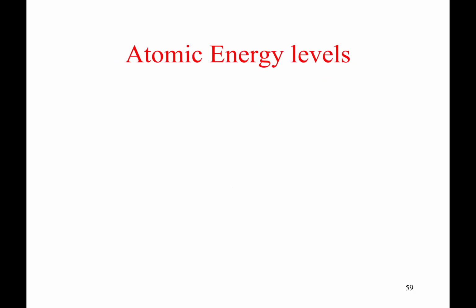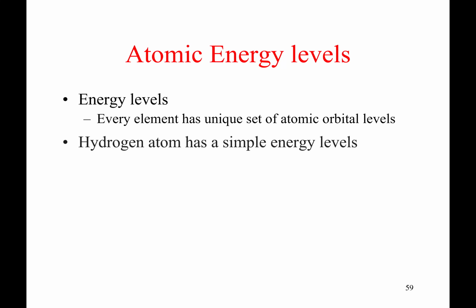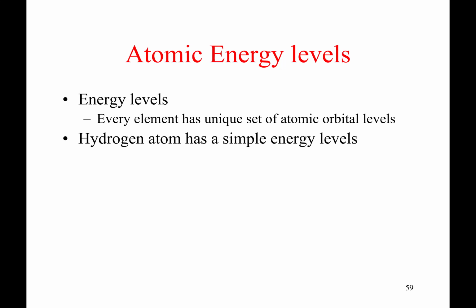I know you might have covered this in physical chemistry, or in Gen Chem 1, Gen Chem 2, when we deal with the electron configuration, it all goes back. So let's go here. Look at this. Energy levels: usually every element has a unique set of atomic orbital levels. Every element has its atomic configuration. The orbitals are very unique. And hydrogen is the very simplest. It has a very simple energy level diagram, because it has only one proton and one electron, that's a two-body problem.